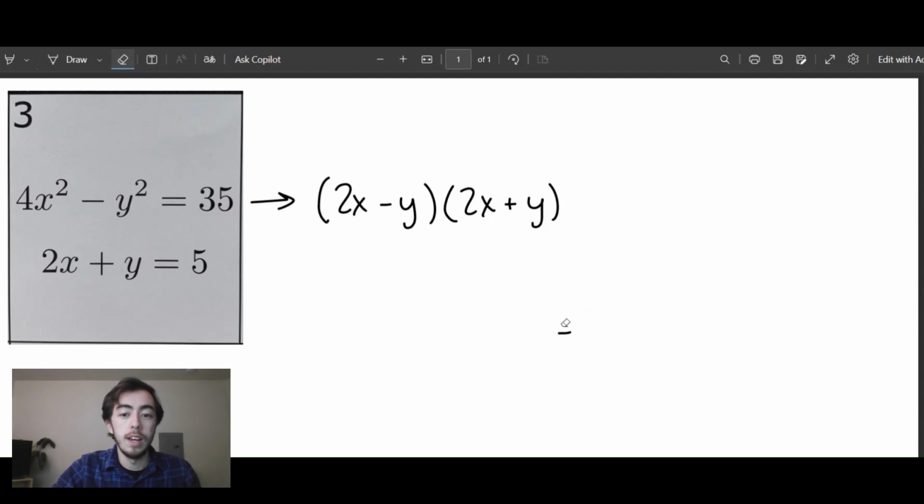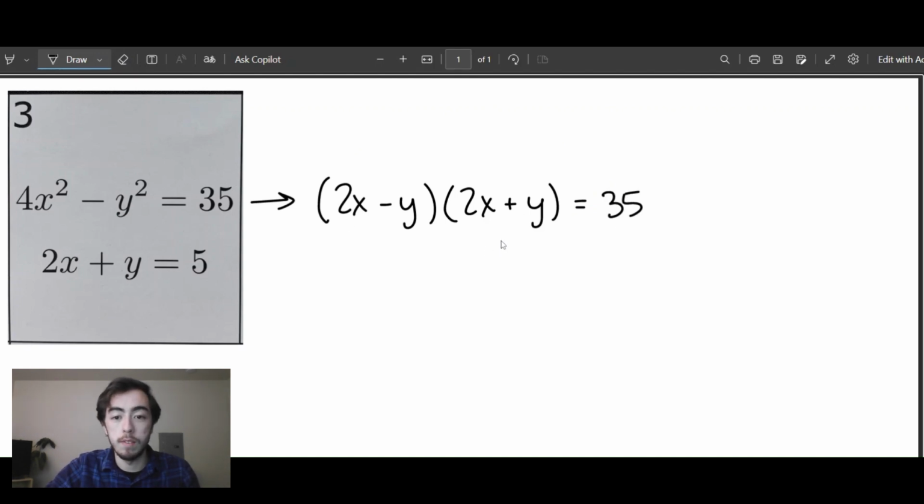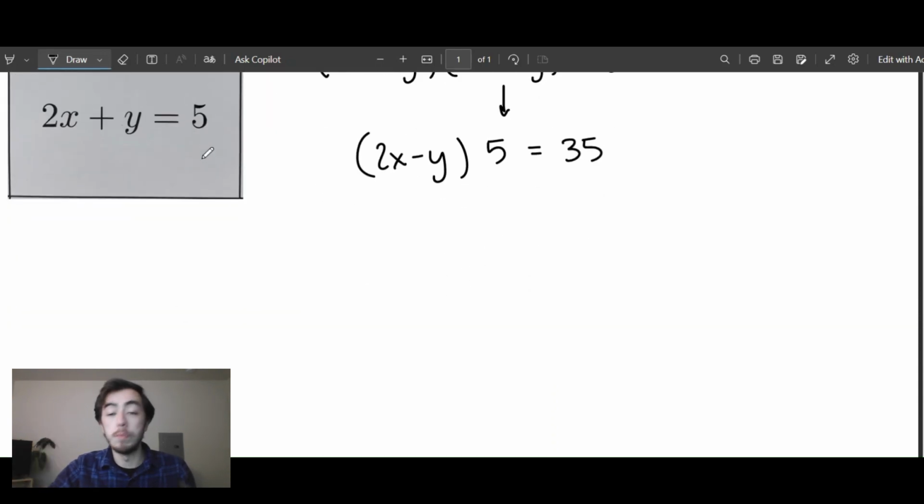And then we can use some substitution. The second equation tells us that 2x plus y is just the number 5. So I can take this whole factor and change it to 5 and keep everything else in my equation the same. Seeing this, something times 5 is 35. Well, I know that 2x minus y is going to be 7.